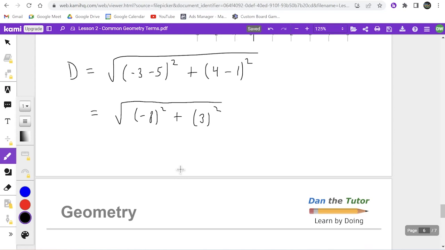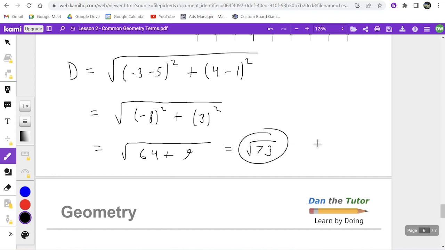Now, -8 squared, any negative number squared will become positive. Why? Because two negatives make a positive. So in other words, -8 squared is now positive 64, plus 3 squared is 9. That was always positive. And so you'll get the answer, square root of 73. That cannot be simplified. I'm fine with square root of 73. That's our final answer. Any questions on that?